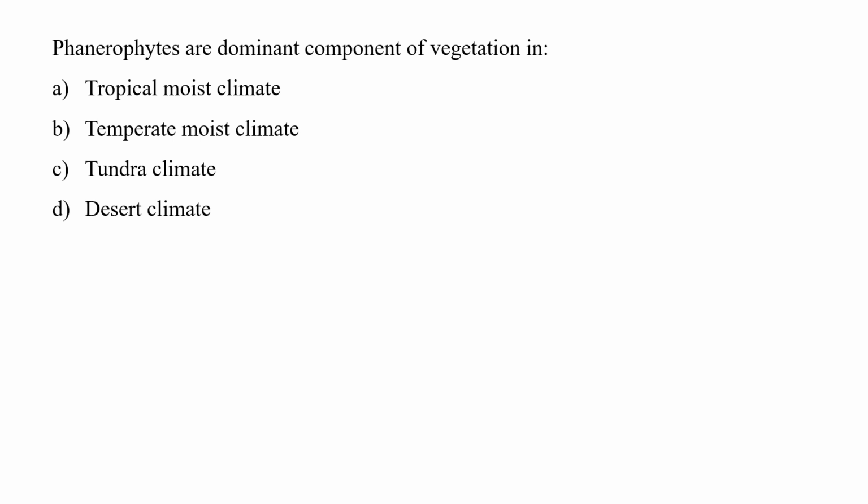The question is, phanerophytes are a dominant component of vegetation in. So what are phanerophytes? These are the large shrubs and trees that have their perennating buds located high above the ground. So these buds are at the risk of exposure to drought stress or frost. So they occur in the region where frost is uncommon, that is, in the tropical moist climate. So option number A is correct.